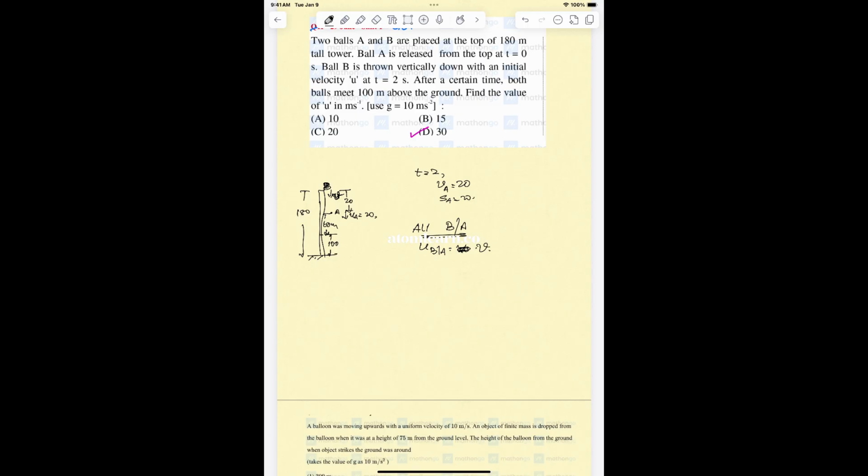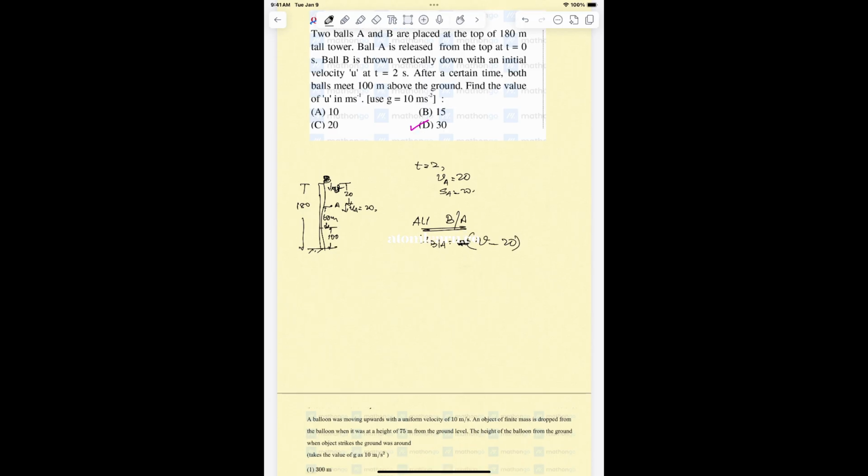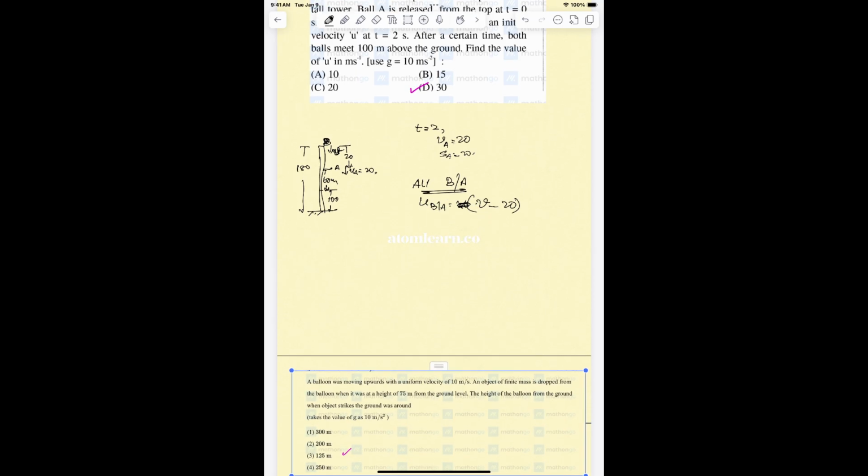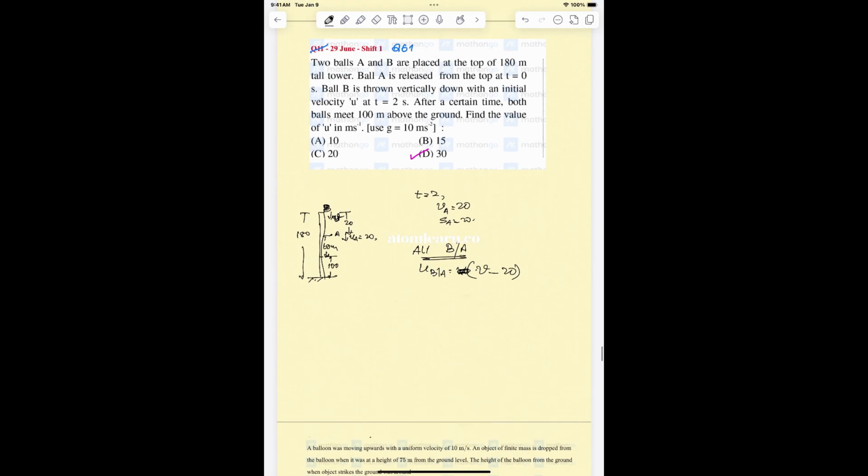Therefore, this is v minus the value of A at that time, which is 20. Therefore, this is the starting value u of B relative to A. Of course, g gets cancelled off in the relative approach. Now, what we'll have to find out is the time t.